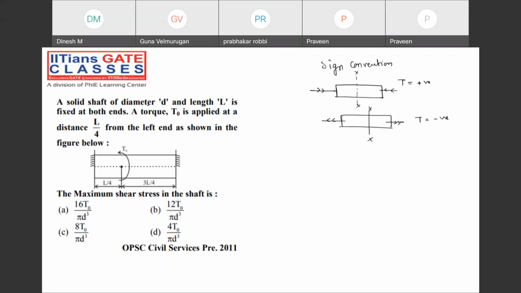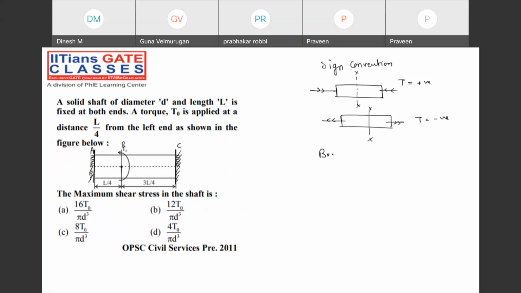Now, a solid shaft of diameter D and length L is fixed at both the ends. A torque T0 has been applied at a distance L by 4 from the left end, as shown in the figure. They are asking for the maximum shear stress in this shaft. It is made up of two shafts, A, B, C, just like bars connected in series combination. Understanding or not? You know that.